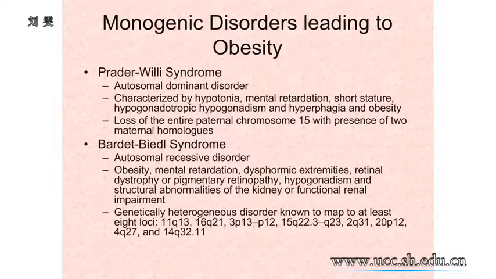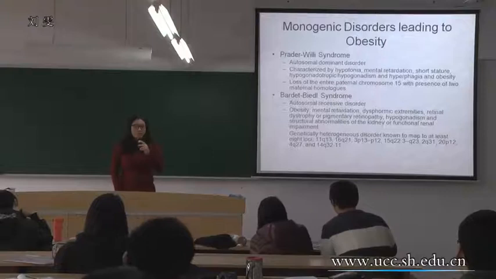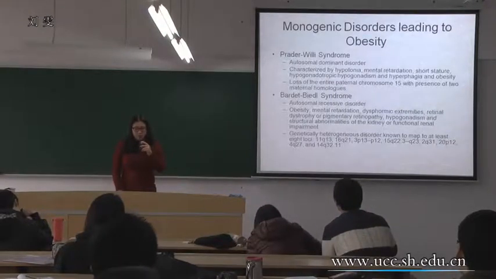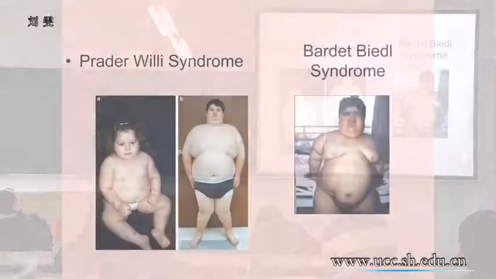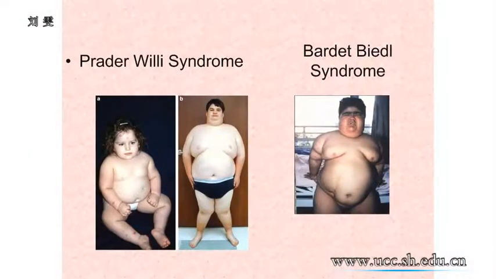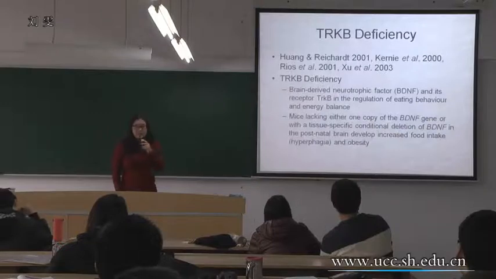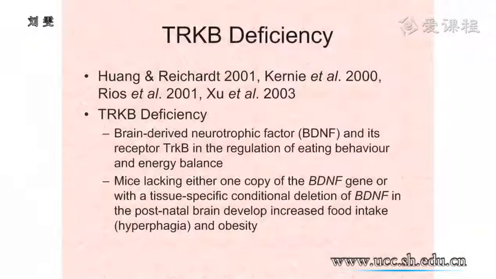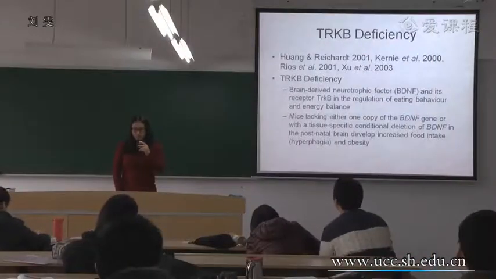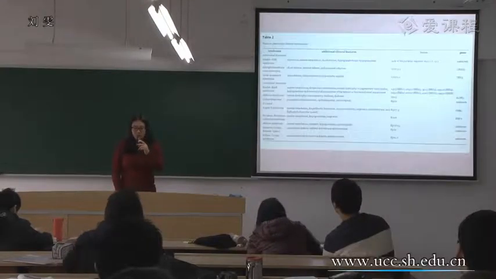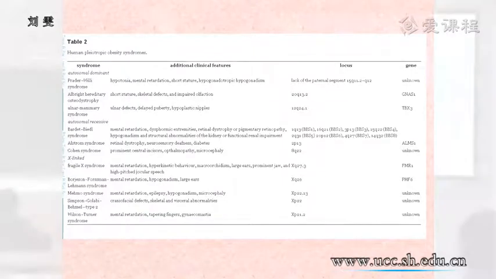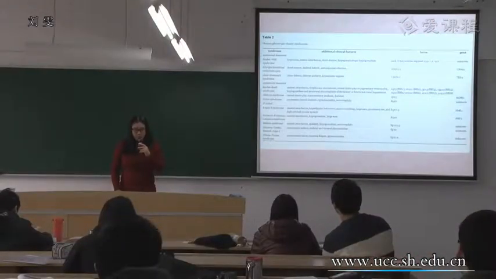possibility of becoming obese. Here are some monogenic disorders leading to obesity: Prader-Willi syndrome and Bardet-Biedl syndrome. As you can see, they also have symptoms such as mental retardation, and obesity is just one of their symptoms. Here's another one, TRKB deficiency. Also with mental retardation, but they also become obese. Here's another table showing the human pleiotropic obesity syndromes.